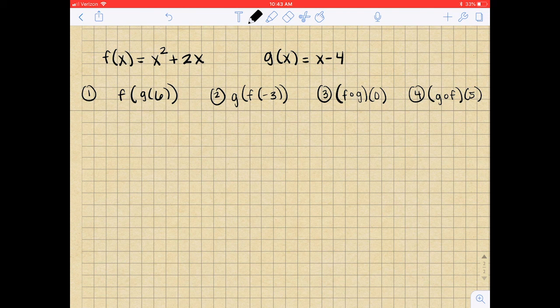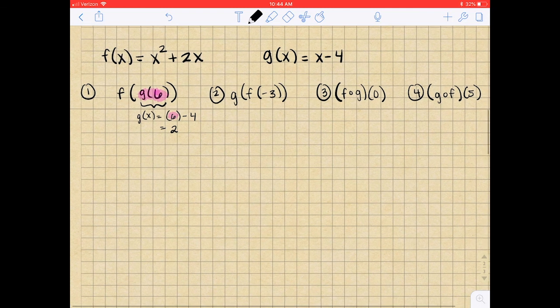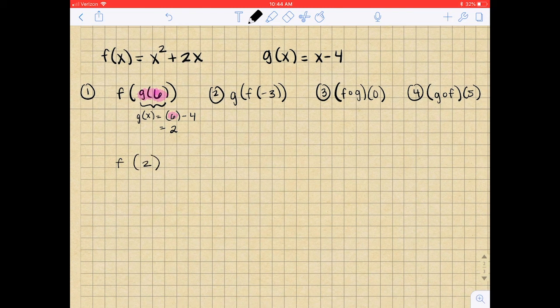All right, so looking at this, my inner function here is g of 6, and that's looking a little nasty. It'd be rather nice if I could rewrite that. So I'm just going to try to focus on simplifying the inside first. So if I have g of 6, that is my g function. My g function is equal to x minus 4, but for every x that I see, I'm going to want to replace it with 6 because I'm being asked to evaluate the g function, and that's just equal to 2. So that means that whole thing is equal to 2, so now my equation is just f of 2. Makes it a lot easier to solve.